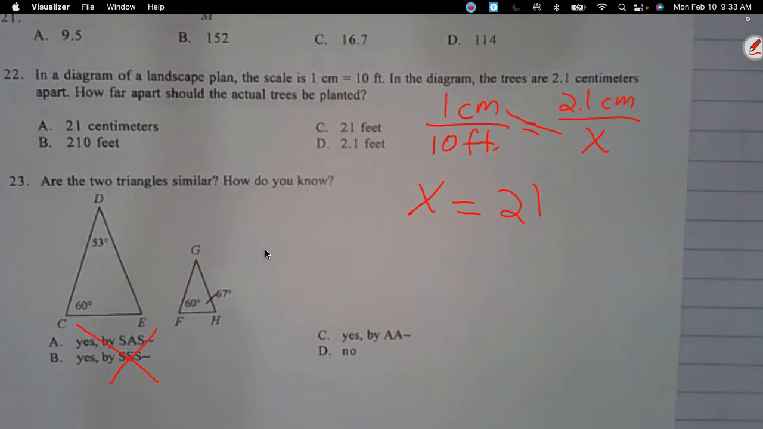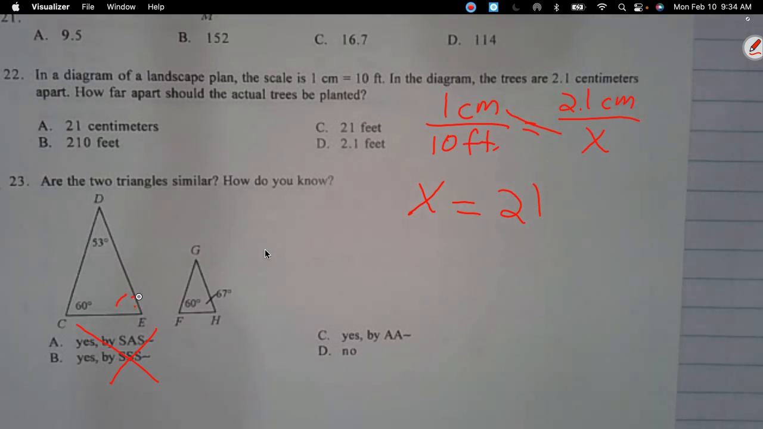So let's see if they are going to be similar. How do you find this missing angle? I know these 2. So let me do 180 minus 60 minus 53. And it tells me that this angle is 67. So it's going to be the same. If this angle is 60 and this angle is 67, by the third angle, I know the other one's going to match. So which answer is that? C. Do y'all understand that?